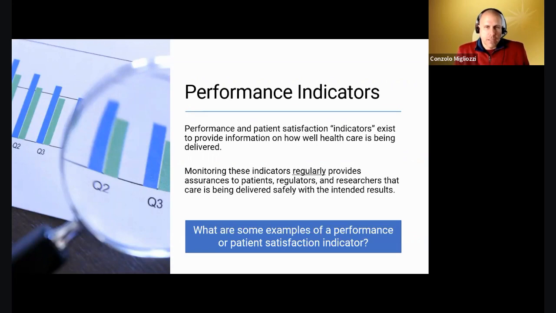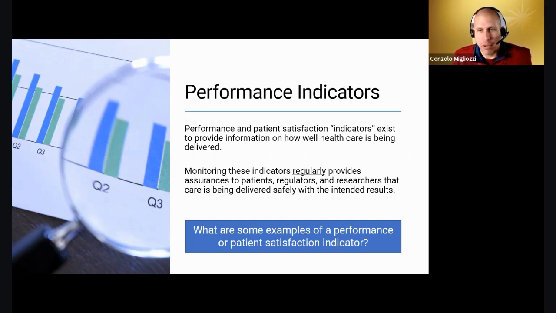Performance indicators go with, for example, patient satisfaction. There are all the different indicators to see how well healthcare is being delivered. Monitoring these indicators regularly provides assurance to patients, regulators, and researchers that the care is being delivered safely with intended results. Some examples of patient satisfaction indicators: patient wait time. If you go into the emergency room and you're waiting there for 5 hours before you see somebody, that would be problematic. And I think we've all had that experience.